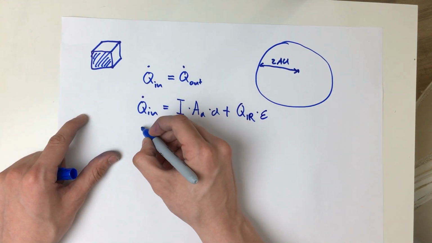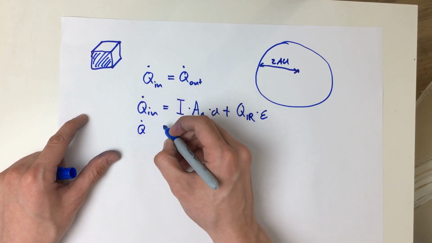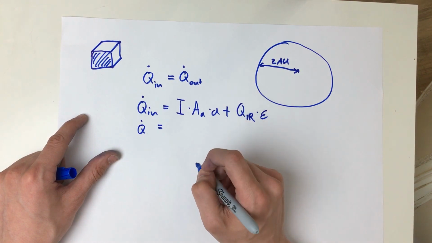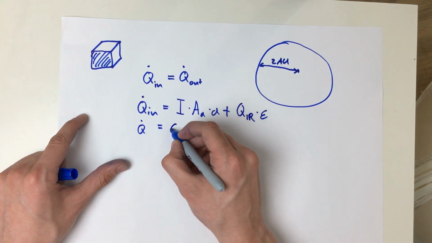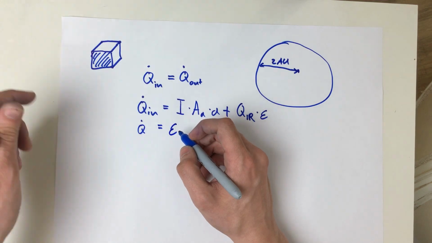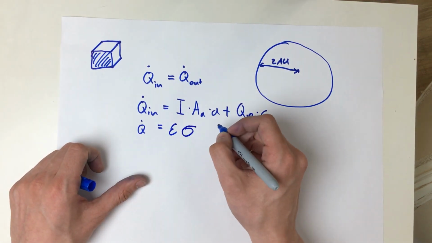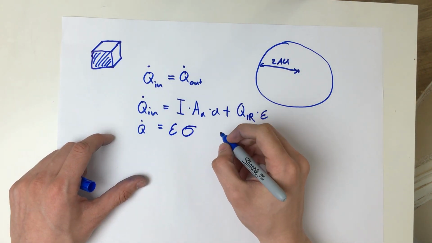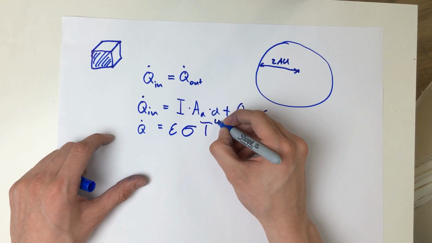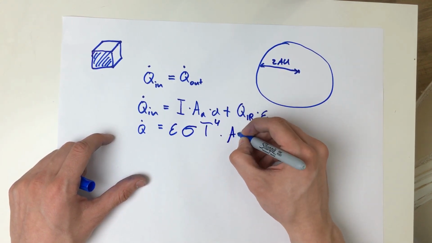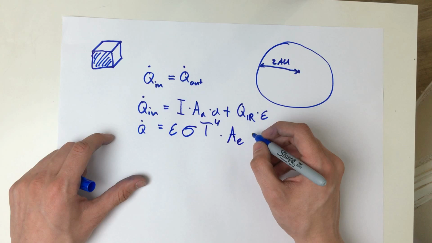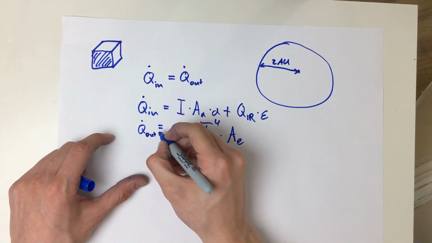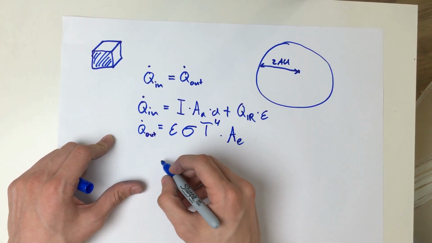And now to the energy rate output. We have heat radiation coming out, and that is equal to the emissivity again, because it's emitting. Then we have the Stefan-Boltzmann constant. You shouldn't confuse that with the normal Boltzmann constant. And times the temperature to the fourth times the area that is emitting the radiation. So that is out. Now we can write out everything.